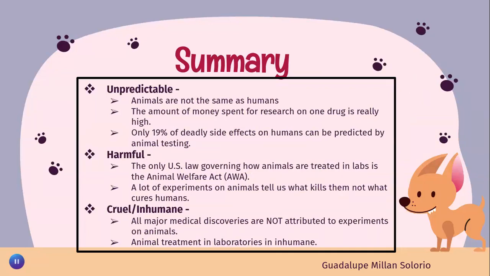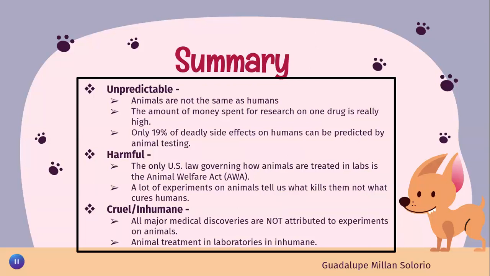In conclusion, we are against animal testing because it's unpredictable, as animals are not the same as humans when it comes to the anatomy. We have different bodies, different anatomy, and because of that, it's going to change the way that we react to one product and the way that an animal reacts to the same product. The amount of money that is spent on research on one drug is really high, and only 6% of those drugs are going to be successful for human use. Also, only 19% of the deadly side effects on humans can be predicted by animal testing, meaning that 80% of the side effects that are going to have an effect on humans is going to be unknown.